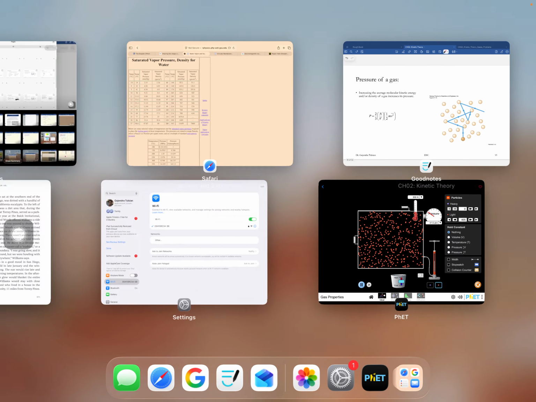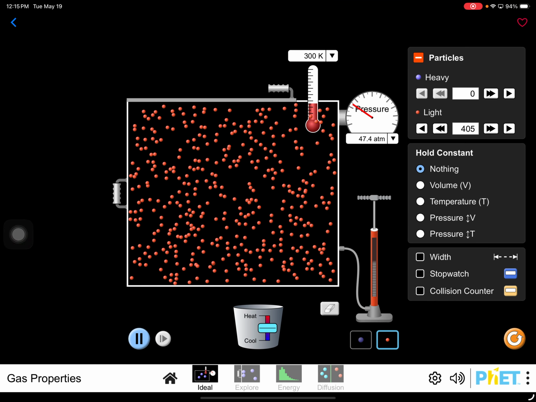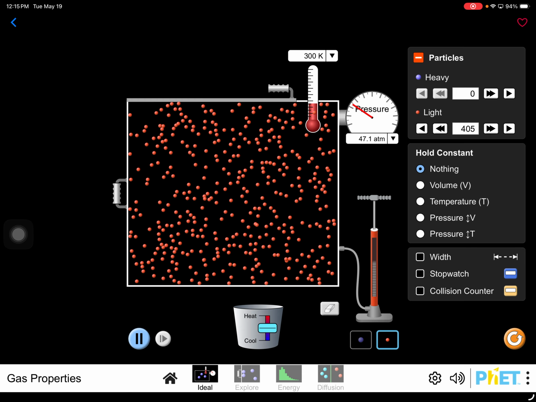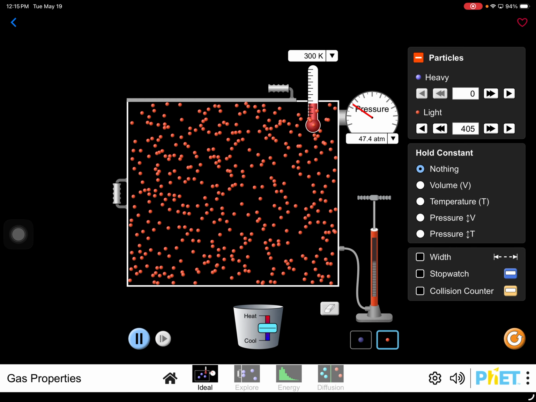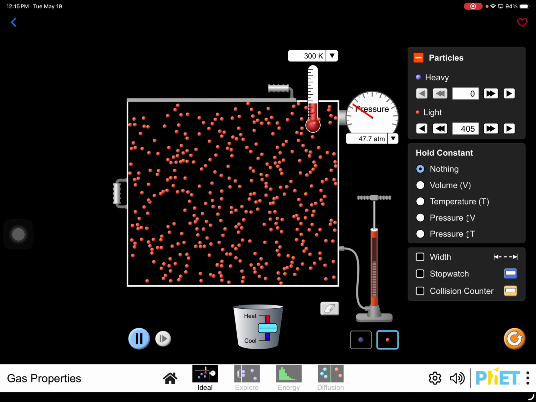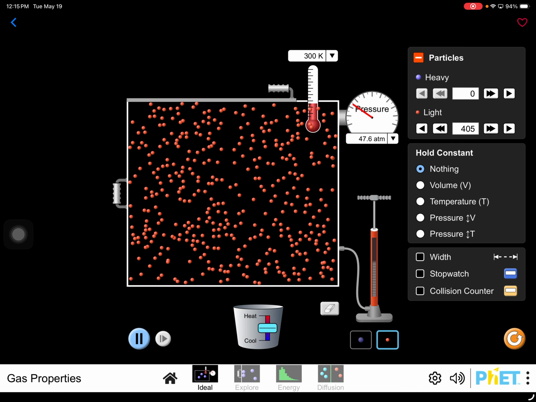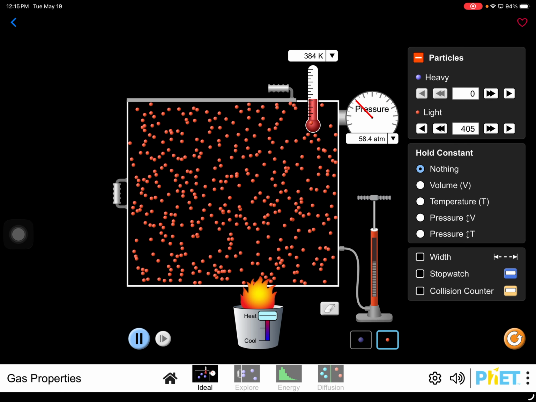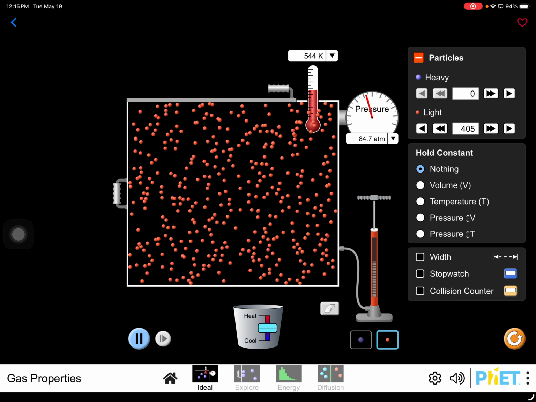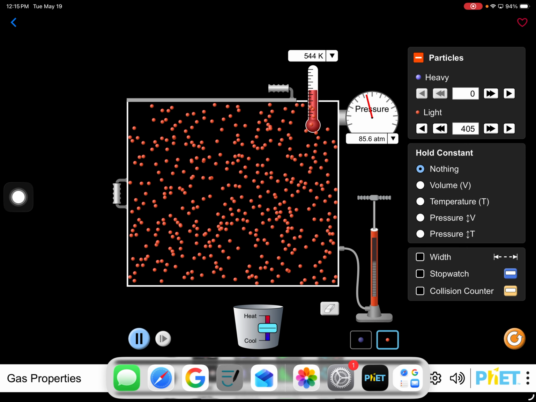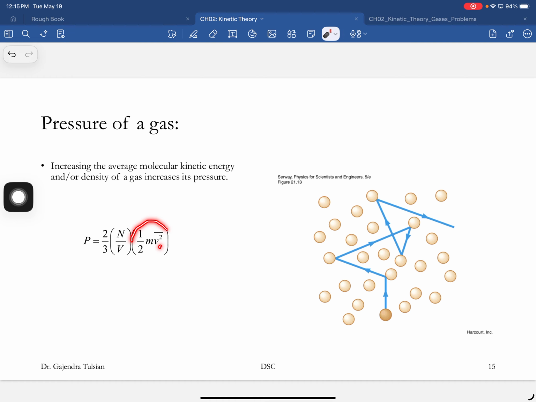What else can I do to increase the pressure? Shrink the volume or increase the temperature. If I increase the temperature, what am I doing? Adding energy to it. What am I doing to the molecules? Increasing their kinetic energy, speeding them up. I increased the temperature and I sped up the molecules, so I increased this term. So this expression makes sense.